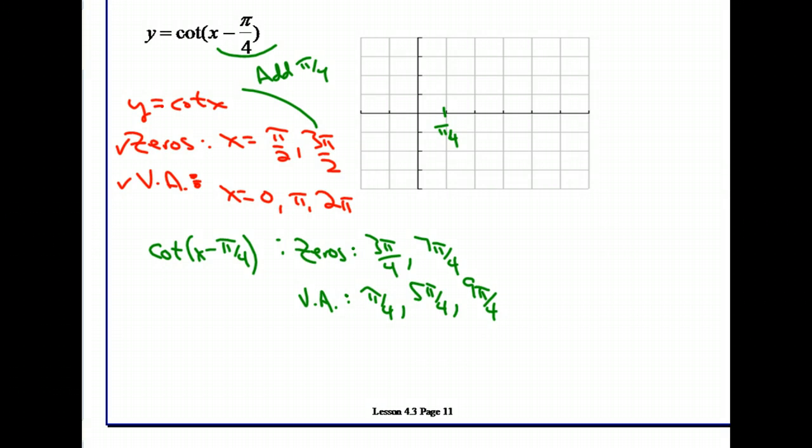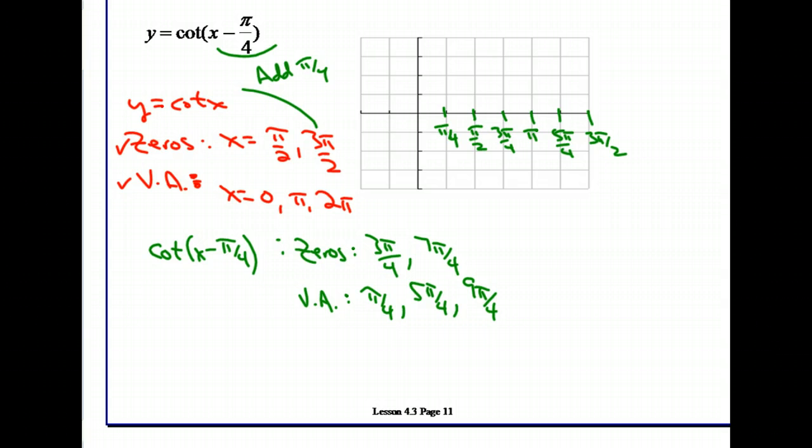And once I choose that scale, I have to consistently use it. I can't vary my scale. So here's pi fourths. Here's 2 fourths, otherwise known as a half. Here's 3 fourths. 4 fourths, otherwise known as pi. 5 fourths. 6 fourths, which reduces to 3 halves.